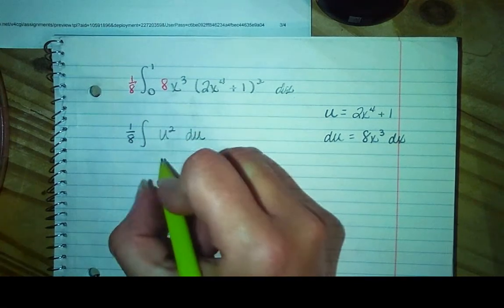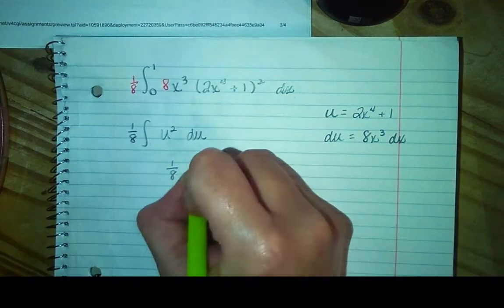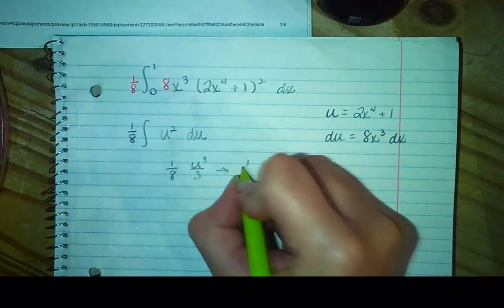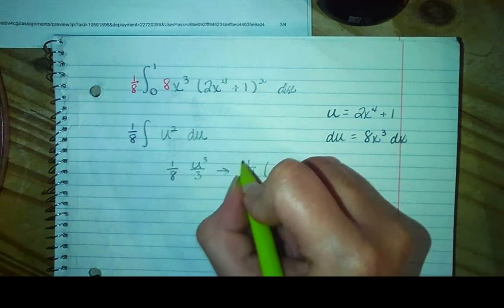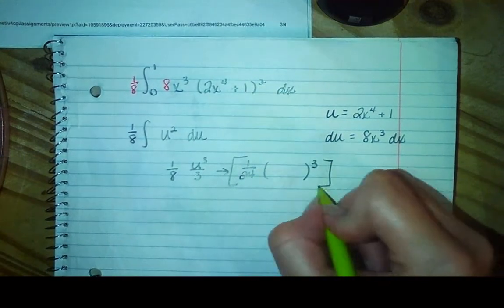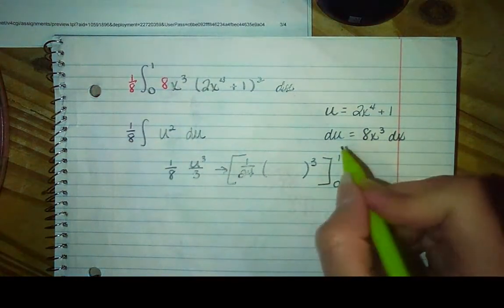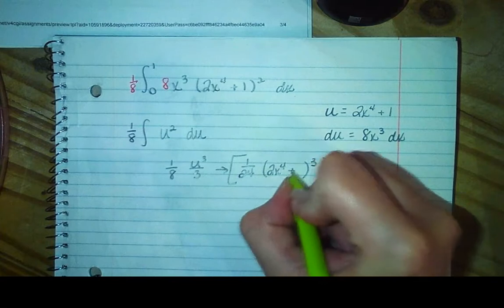So this is going to become u to the third over 3. So 1/8 comes along for the ride. I've got a u to the third over 3. So that makes that 1/24th u to the third. But I'm going to take this now from 0 to 1. Okay. So, oops, sorry, what's my u? 2x to the fourth plus 1.